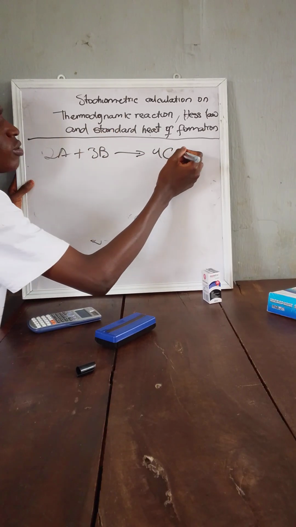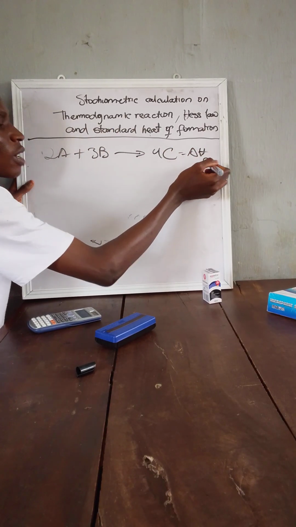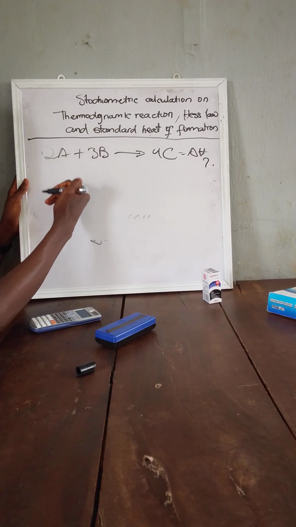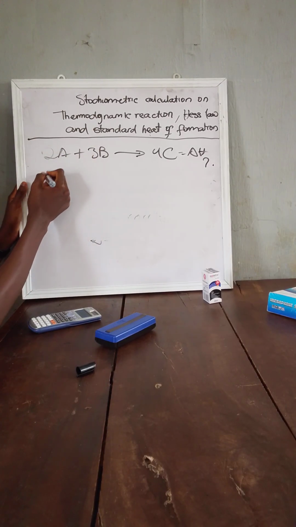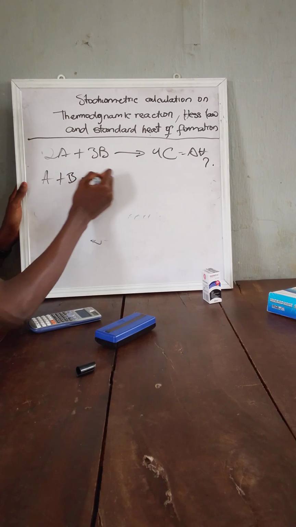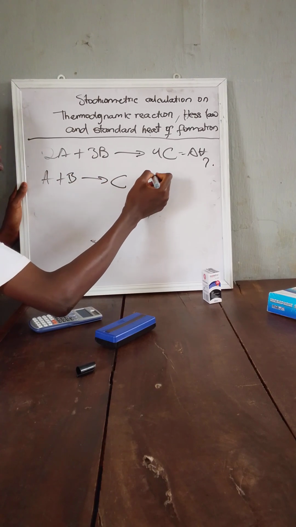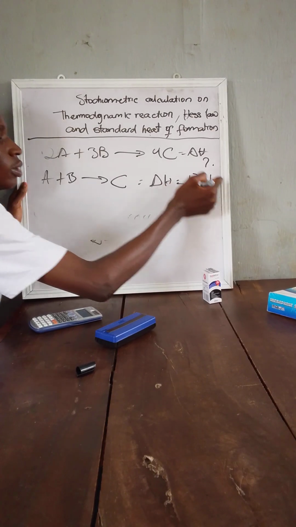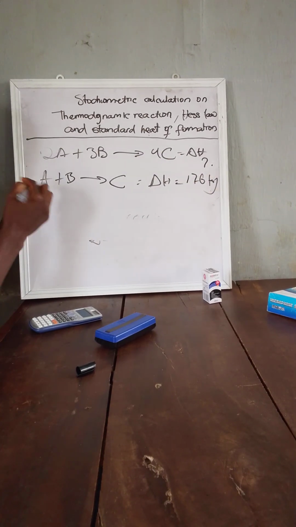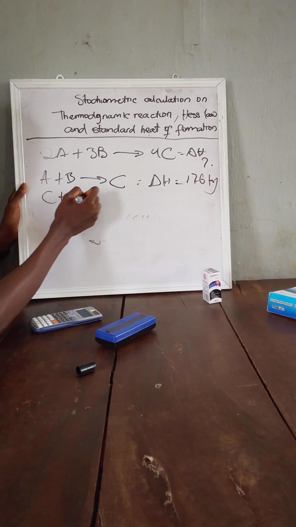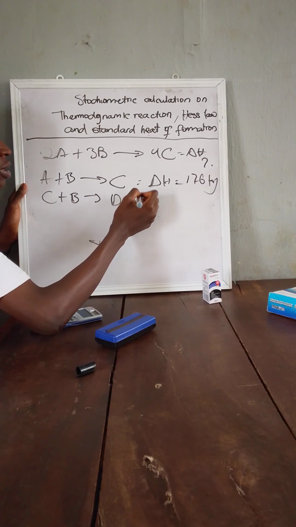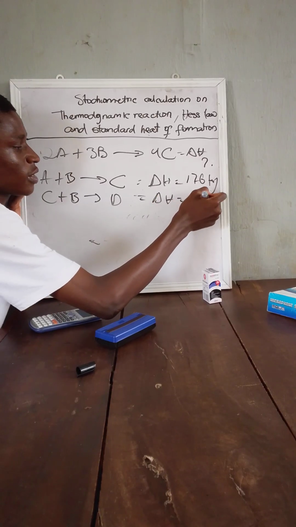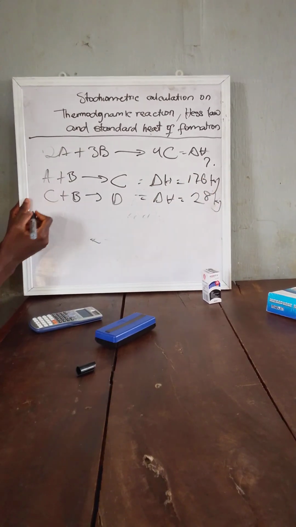I was now asked to calculate the delta H of this particular reaction. But this is a control reaction. They will not give me the reactions directly, but they will give me some other reactions. Maybe A plus B to give C, and the change in H equals 176 kilojoules. Then again, C plus B to give D, and the change in H equals 28 kilojoules.